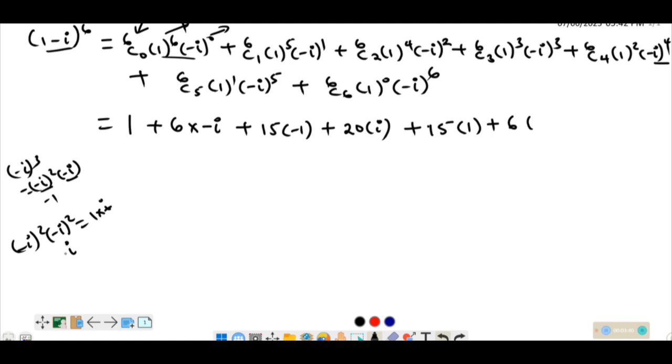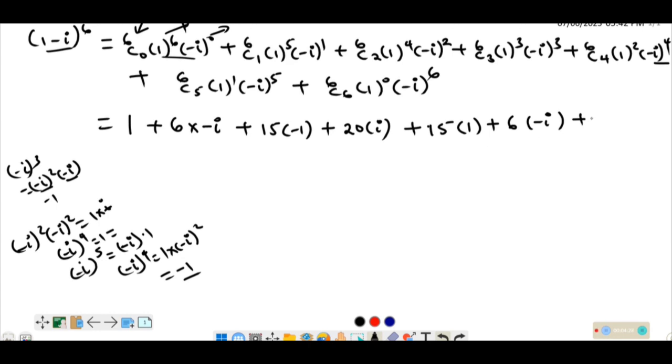Because we have seen negative i to the power 4 is positive 1, which means when we are looking at negative i to the power 5, it will be the same as negative i times 1, which is negative i to the power 4. So this will give us negative i. And lastly, we shall have 6 combination 6 is 1, negative i to the power 6. So that is the same as negative i to the power 4 is 1, times negative i squared. So this will actually give us negative 1. So we shall have negative 1 here.